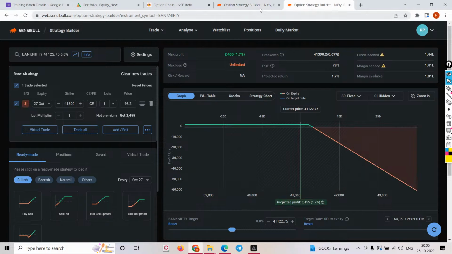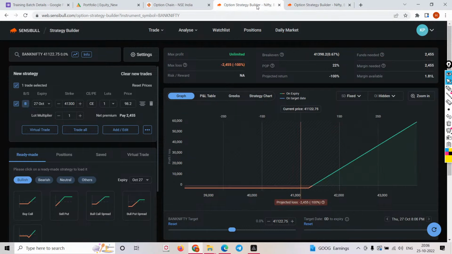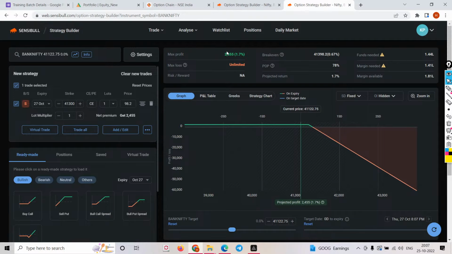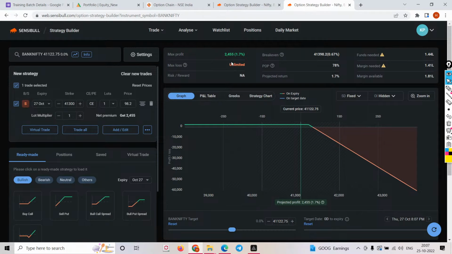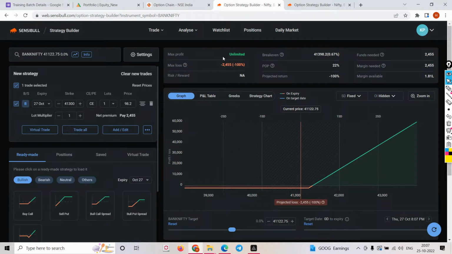Try to understand this simply: whatever benefit the option buyer has will be negative for the option seller, and whatever benefit the option seller has will be negative for the option buyer. So your maximum loss as an option buyer is 2,455. As a contra, the same amount is the profit of the option seller. Here it says unlimited profit for the option buyer, but unlimited loss for the option seller. That is point number 1.